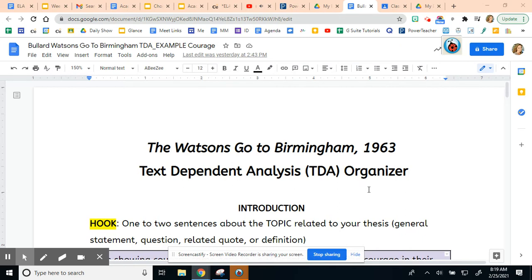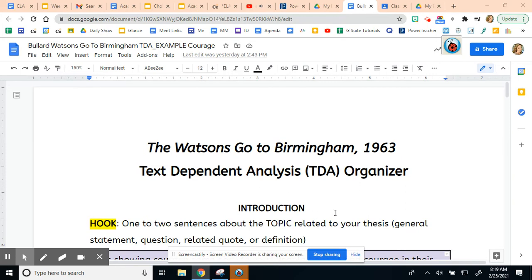By the way, if you don't have your organizer open in split screen with this Edpuzzle, go ahead and pause the video now. Get that set up for yourself so that you can work right along with me. And when I'm done with this video, you'll be done with your organizer. So go ahead and do that now.